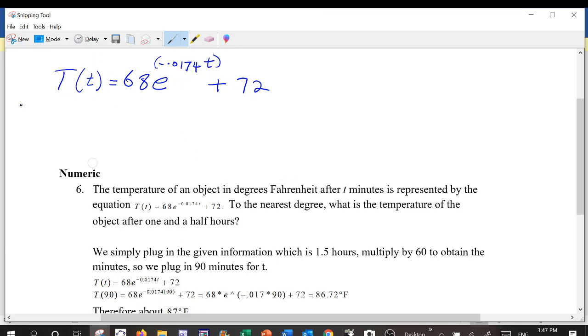Now, first of all, T here is time in minutes. So that means 1.5 hours has to be represented as what? 1 hour is 60 minutes plus half an hour is 30 minutes, so that's 90 minutes. So what we want to know is what is T of 90?